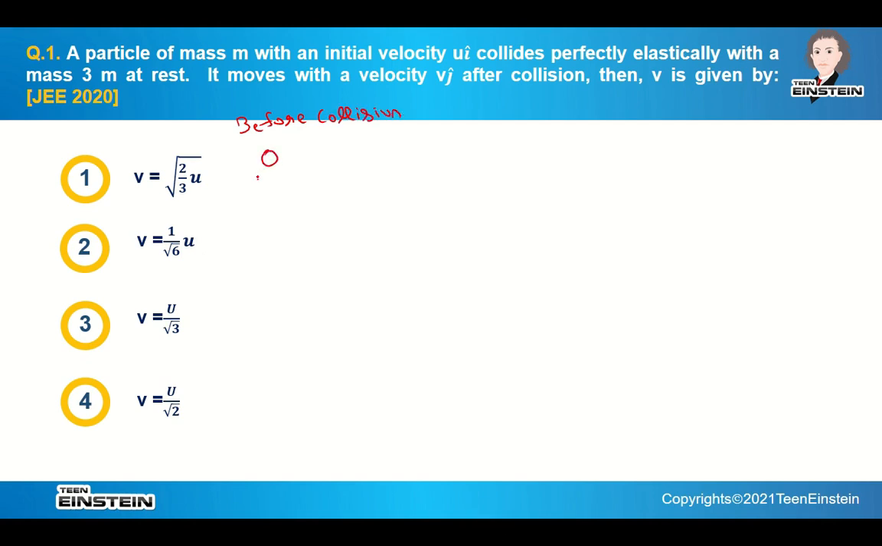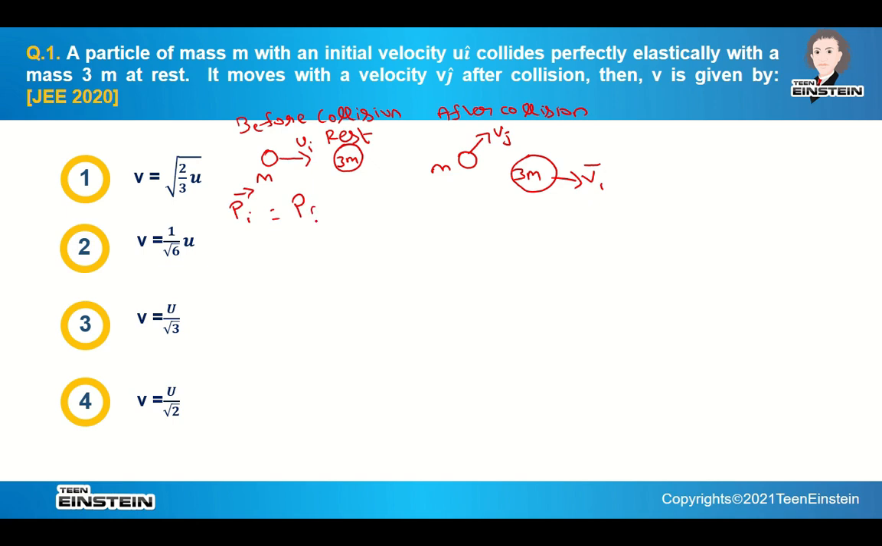you will be having a particle of mass m which goes with a velocity ui and collides with a particle at rest which is having a mass 3m. This is before collision, whereas after collision what happens is the particle collides and it moves with velocity vj, and the particle which was at rest with a mass of 3m moves with velocity v1.